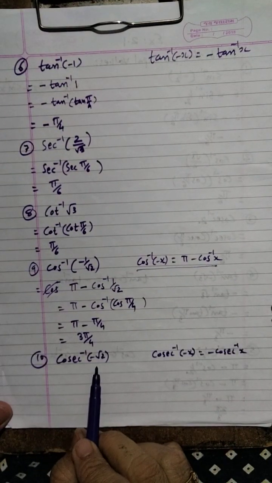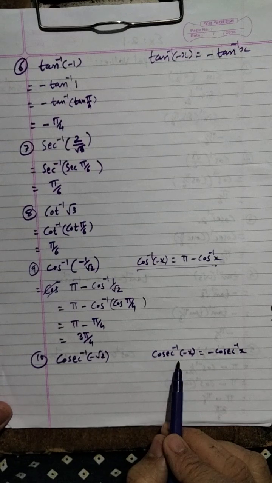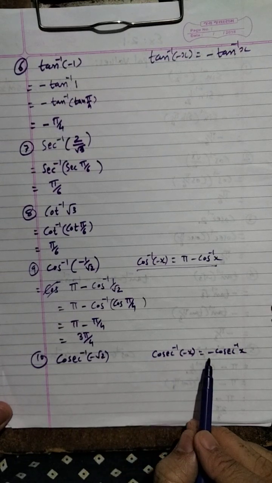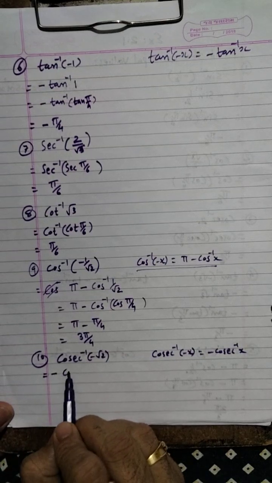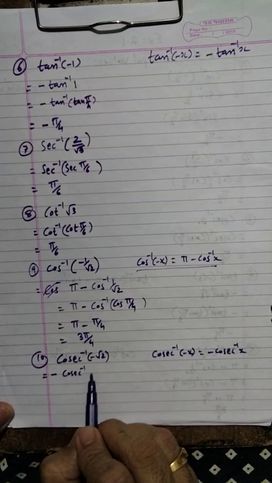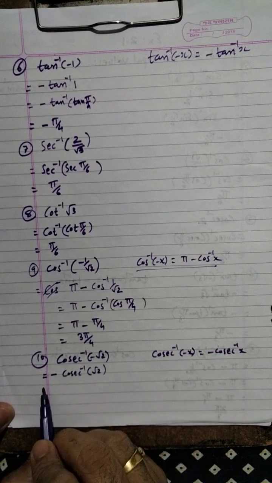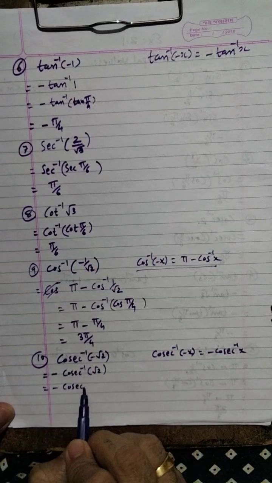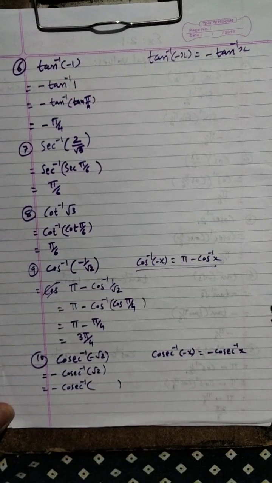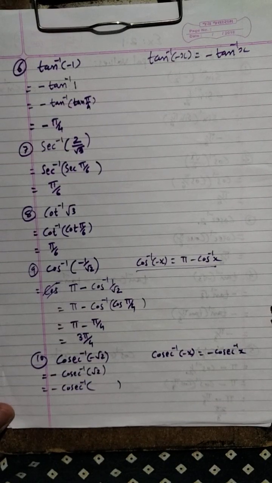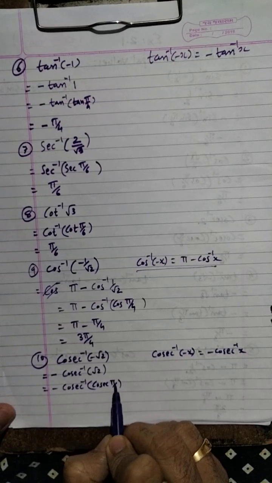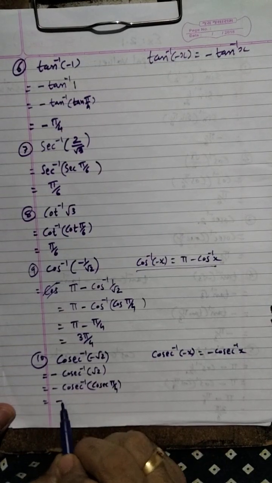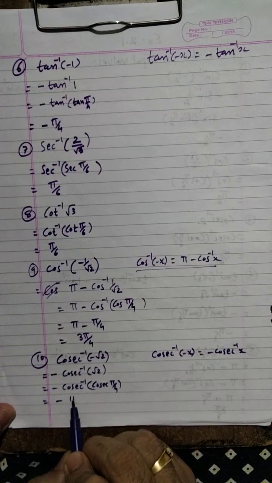Cosec inverse minus root 2. Cosec inverse minus x is equal to minus cosec inverse x. So it is equal to minus cosec inverse root 2. Instead of root 2, we can write cosec pi by 4. So cosec pi by 4, minus cosec inverse and cosec will be cancelled, pi by 4.